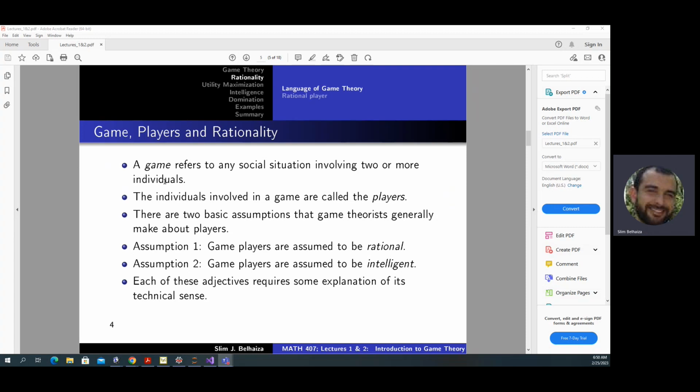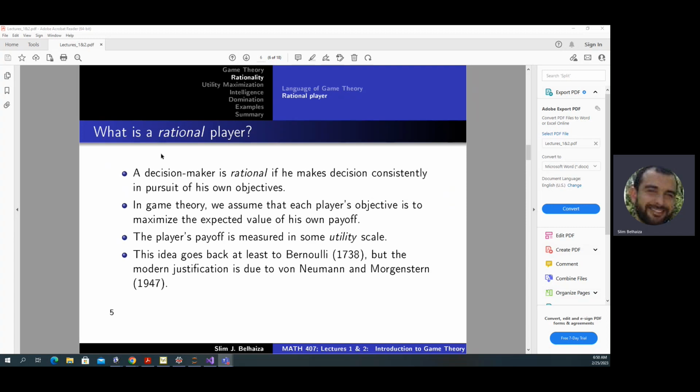What is a game? What do we call players? What is rationality? So in general, a game refers to any social situation involving two or more individuals. And the individuals involved in the game are usually called players. And there are two basic assumptions that game theorists generally make about players. First of all, assumption one, game players are assumed to be rational. And assumption two, game players are assumed to be intelligent. And each of these adjectives, in fact, requires some explanation from a technical point of view.